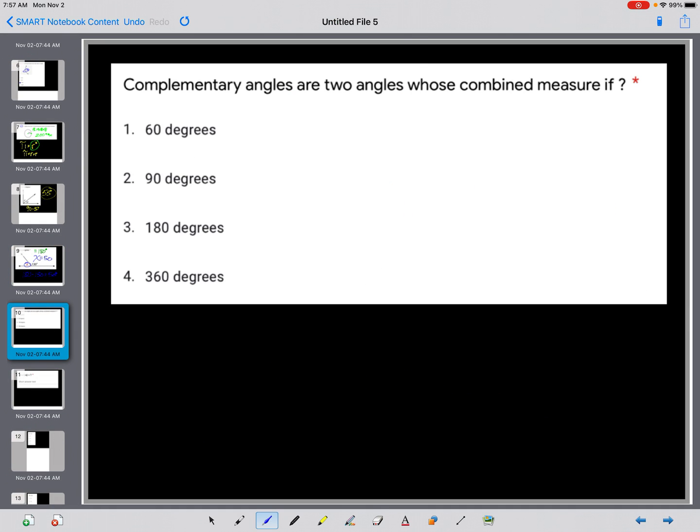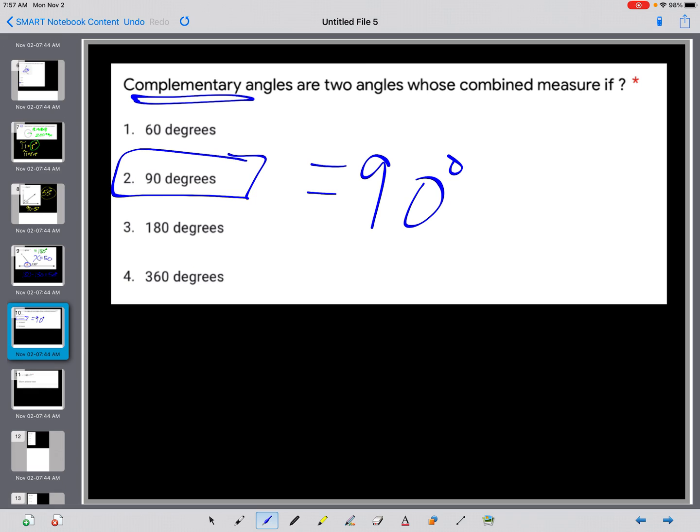All right, you'll be asked to identify complementary angles as far as what their characteristics are, and that is that they add to 90 degrees, of course. That's complementary.